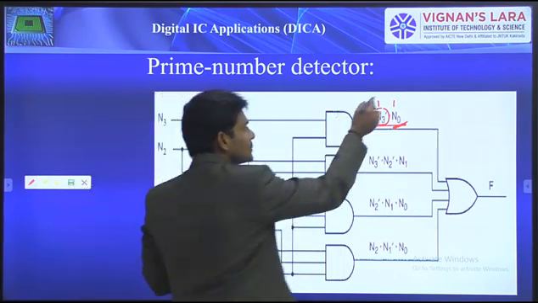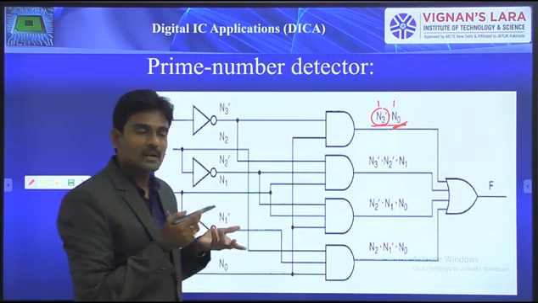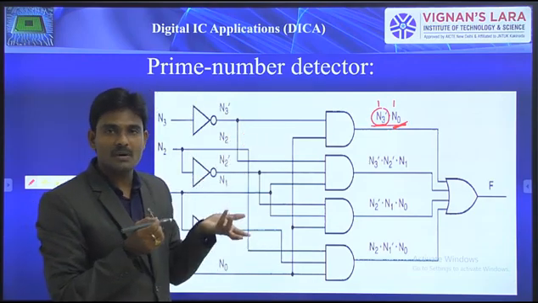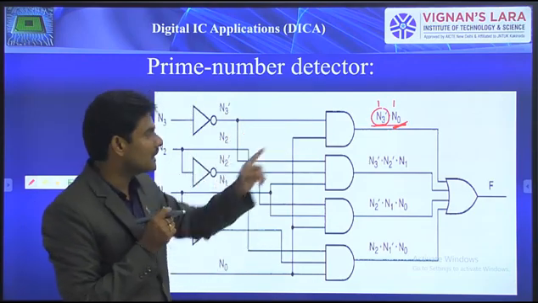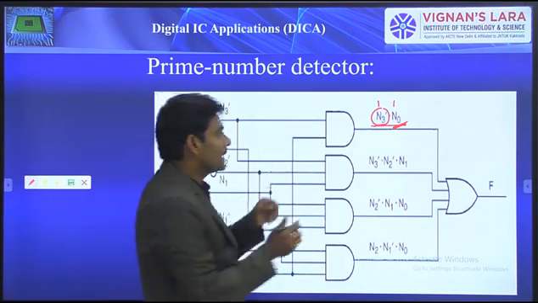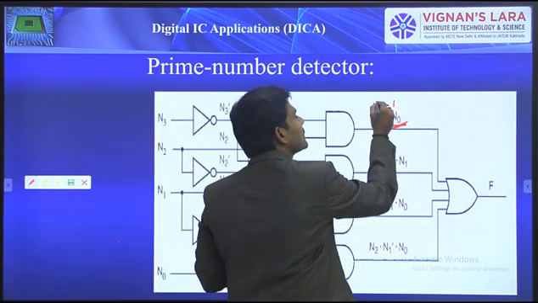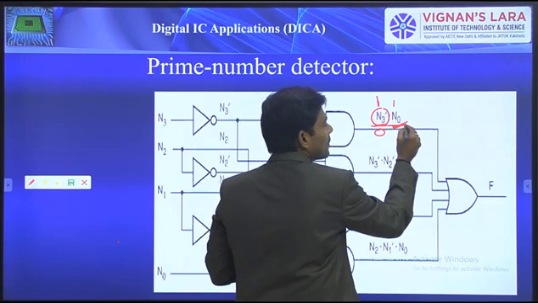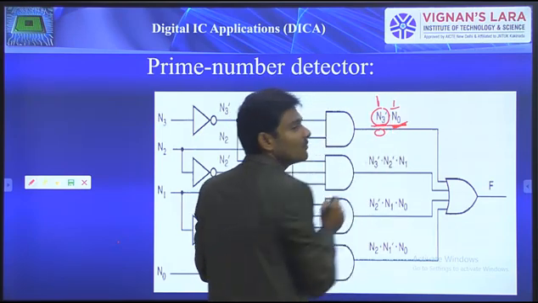Because of the combinations 0 0, 0 1 and 1 0, for those three combinations the output becomes 0 itself. Only for this particular one, N3 must be applied as 0. N3 being 0 means N3 bar becomes 1. And with N0, N0 must be 1.